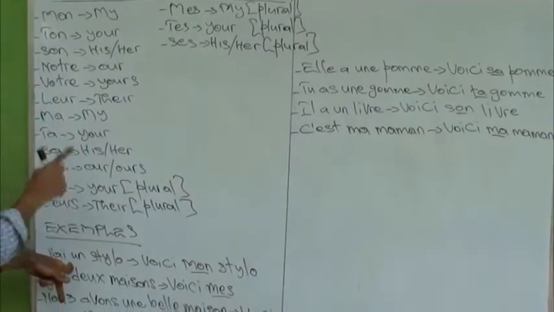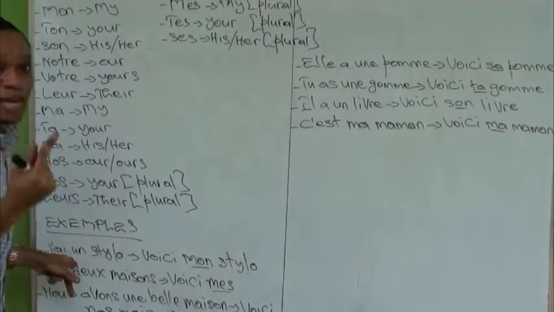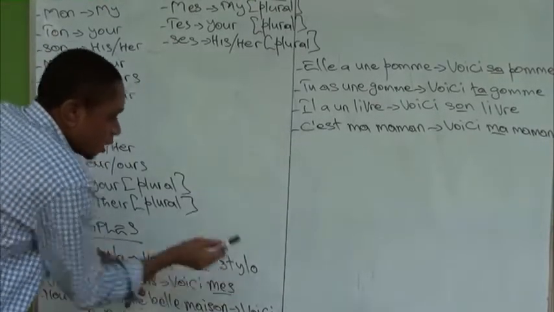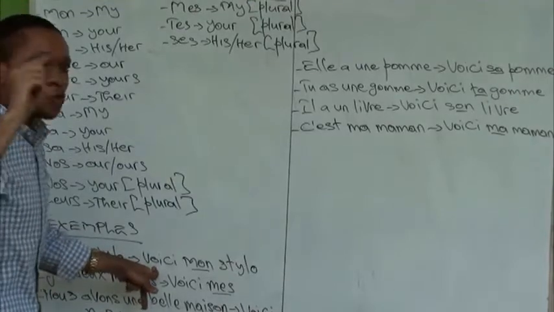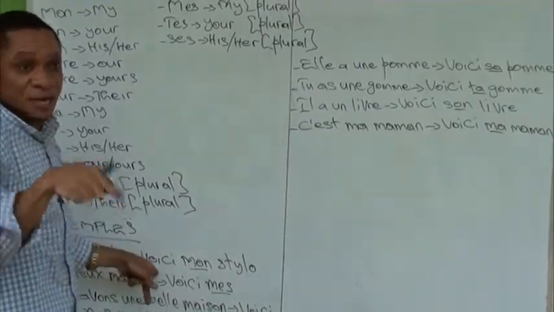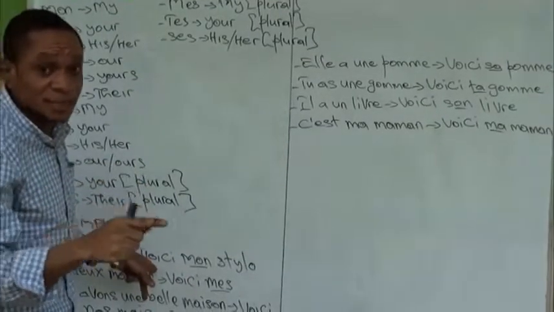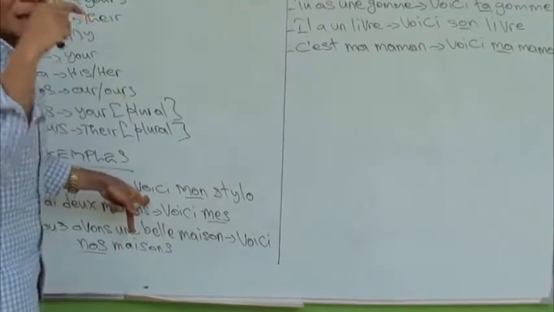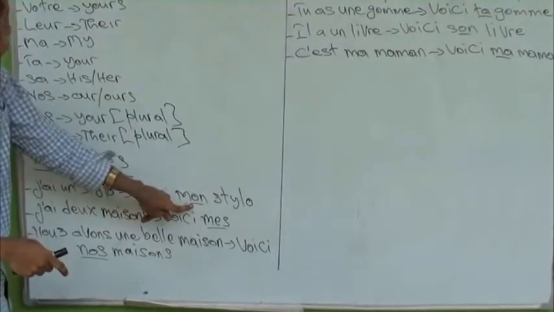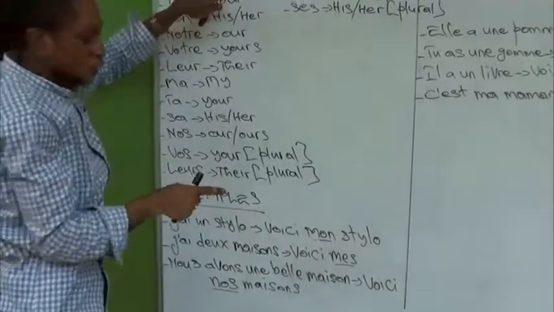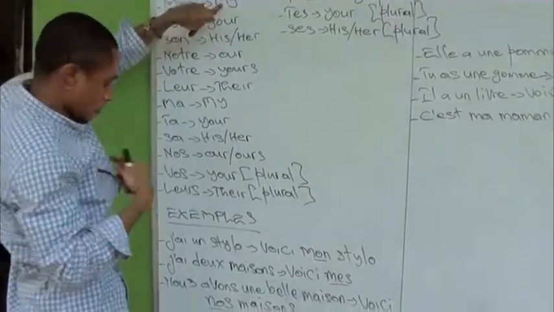I have a pen. That pen belongs to me. So when I need to use this, because that pen belongs to me, I will say, voici mon stylo. So the first thing to do, how to use it, you have to start with voici. Voici means here is. So voici mon stylo. Here is my pen. I'm using mon. Mon is there, okay, which means mine. So that pen belongs to me.